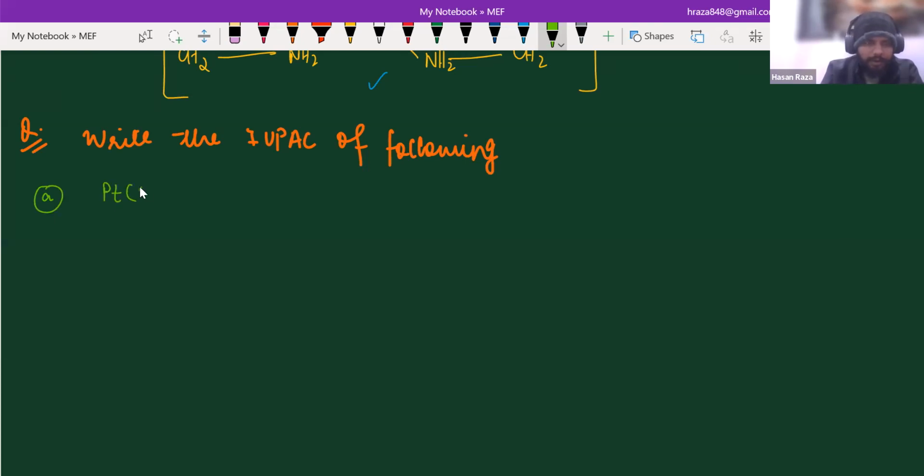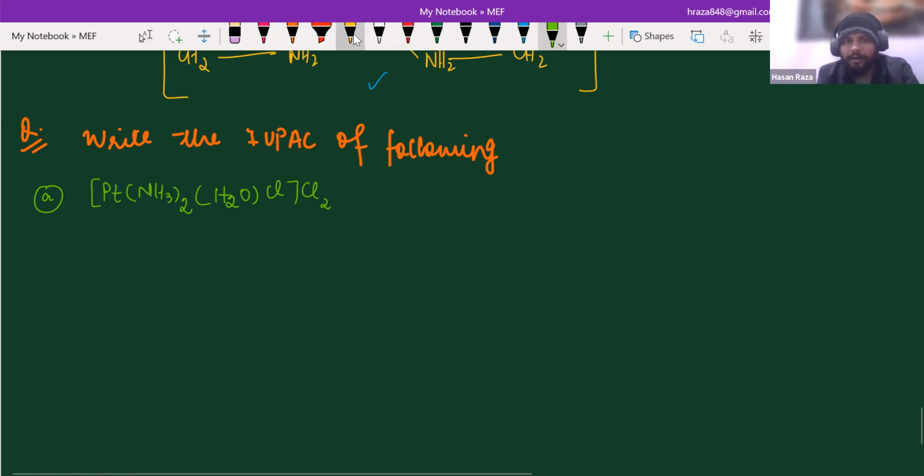So basically it is Pt(NH3)2Cl2. I'm going to write the name of it. First, look at this. Is there any positive counter ion? Yes or no? Just reply to me, unmute yourself, Ayman, and let me know. Is there any positive counter ion here?